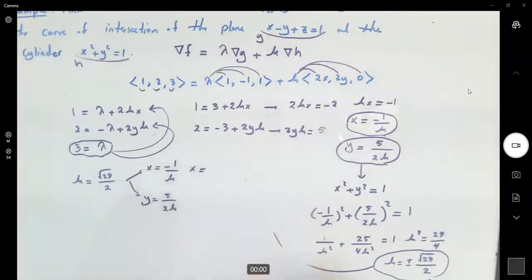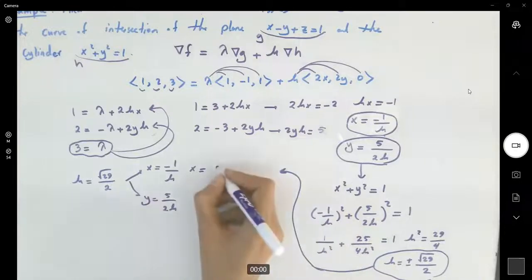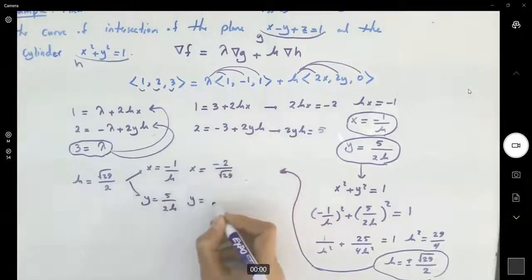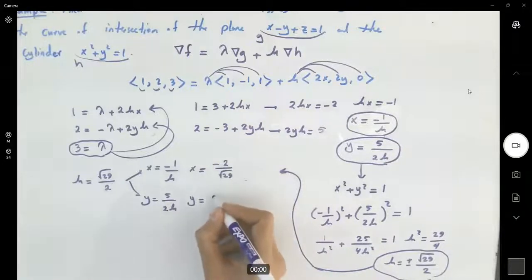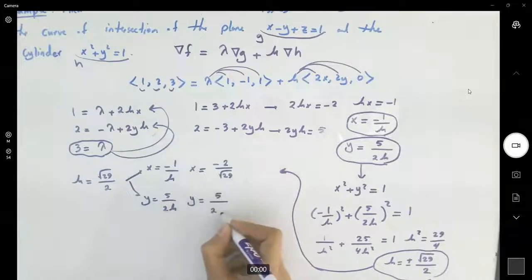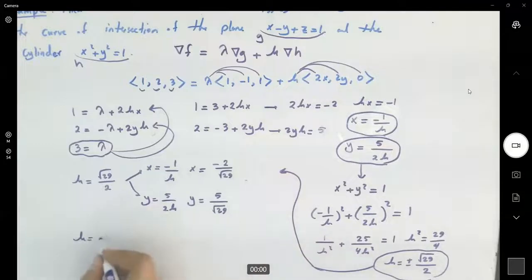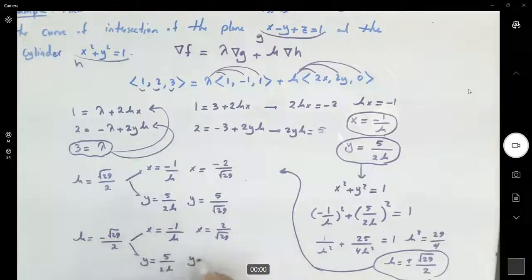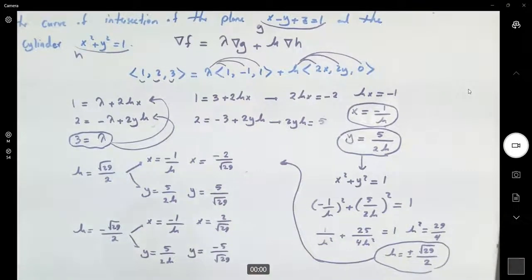So my x becomes, so here we have, if I plug in positive, I get negative 2 over square root of 29, and my y becomes 5 times the square root of 29. Okay, so here I have 5 over 2, and here I have square root of 29, and 2 and 2, they get canceled out over square root of 29. But if my mu is negative square root of 29 divided by 2, my x, which is negative 1 over mu, my x becomes 2 over square root of 29, and my y, which is 5 over 2 mu, my y becomes, well, here I have negative 5 over square root of 29. This is the way that we find x and y.